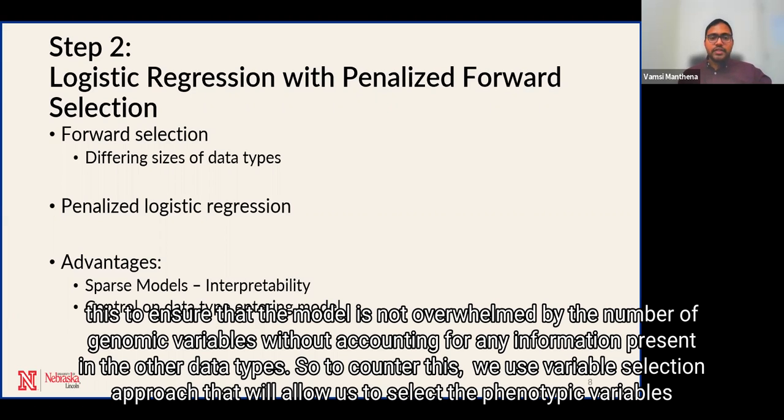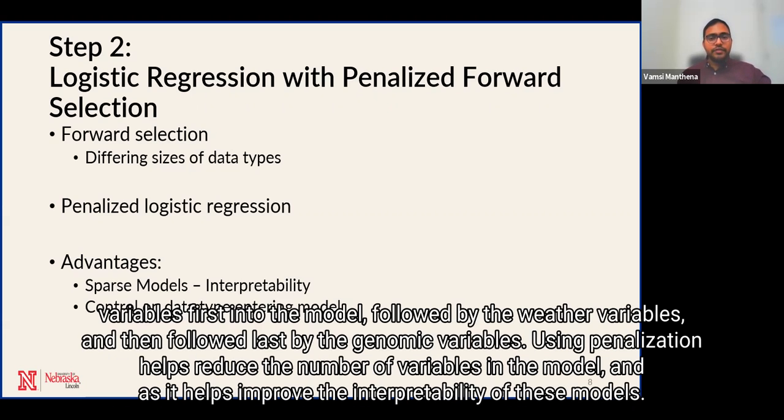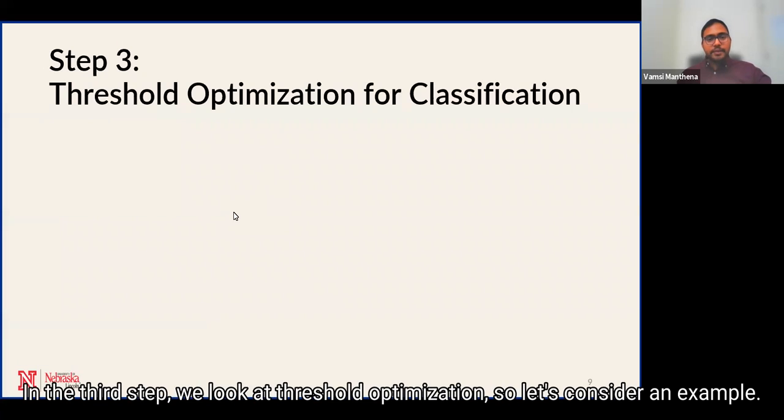So to counter this, we use a forward selection approach that will allow us to select the phenotypic variables first into the model, followed by the weather variables, and then followed last by the genomic variables. Using penalization helps reduce the number of variables in the model, and thus it helps improve the predictability of these models. In the third step, we look at threshold optimization.